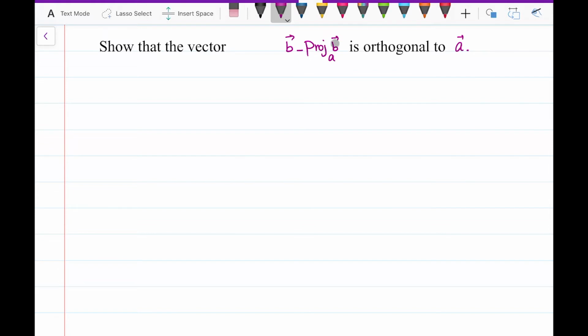Show that the vector b minus projection of b over a is orthogonal to a. This vector in here, we call it b over a, the orthogonal projection of b over a. Okay, so let's see what we have. We have a vector a, we have another vector b, and we found the projection of b over a. So the projection would be here.